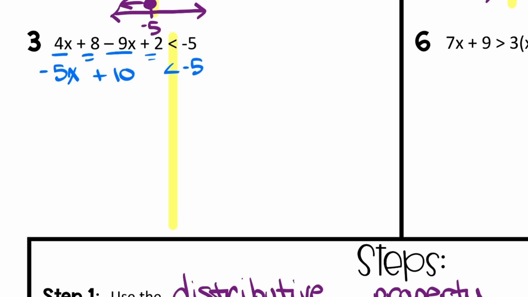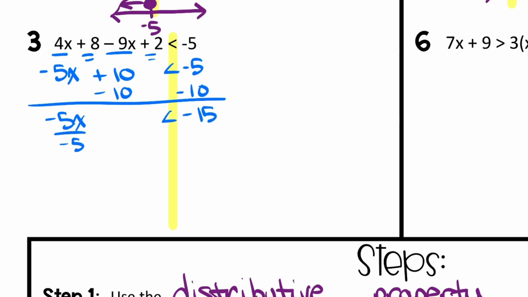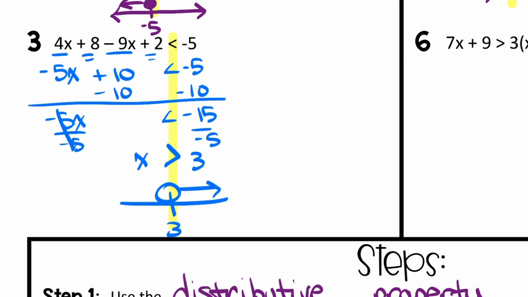At this point in time, I'm going to subtract 10 from both sides to isolate my variable. You get negative 5x is less than negative 15. I'm going to divide by negative 5 on both sides, and as soon as I do that, I need to reverse my inequality. Negative 5 divided by negative 5 gives me x on the left, and I have a 3 on the right because negative 15 divided by negative 5 is 3. X is greater than 3. I'm going to have an open circle going to the right.